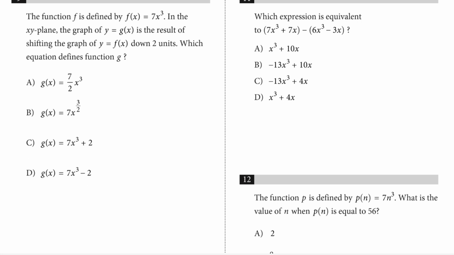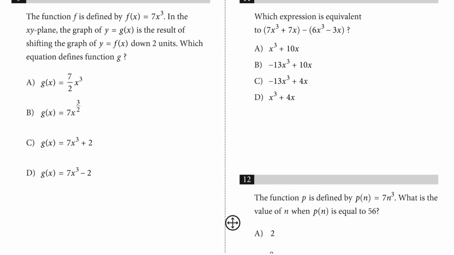The function f is defined by f of x equals 7 times x to the power of 3. In the xy plane, the graph of y equals g of x is the result of shifting the graph of y equals f of x down 2 units. Which equation defines function g?